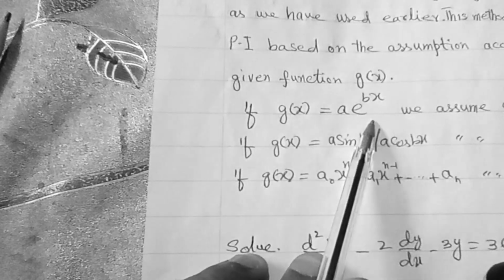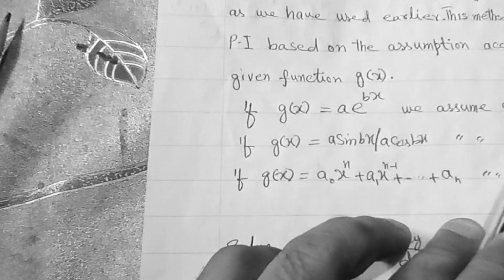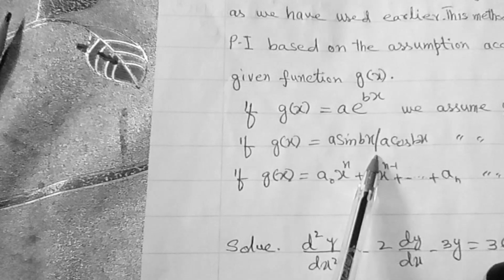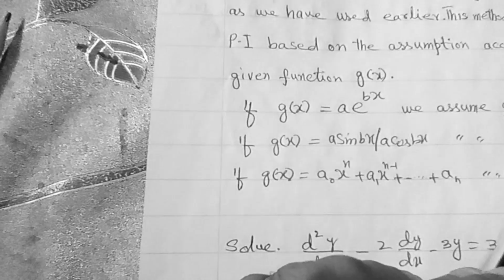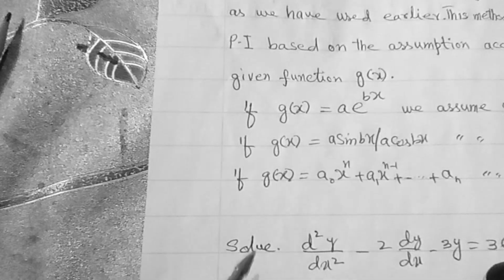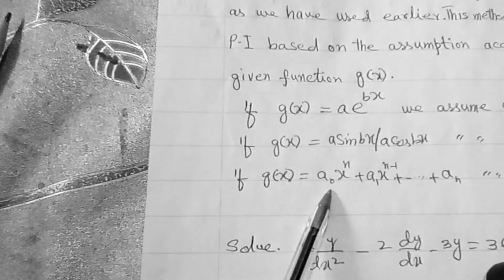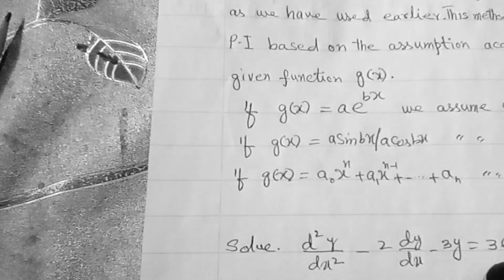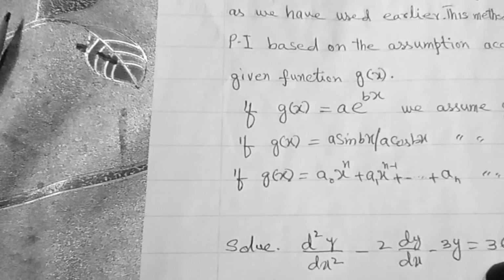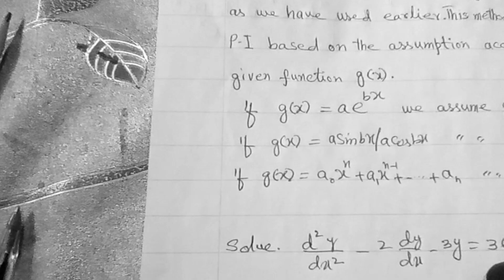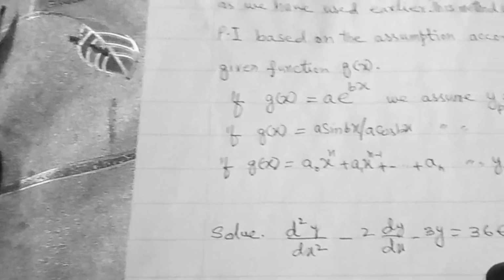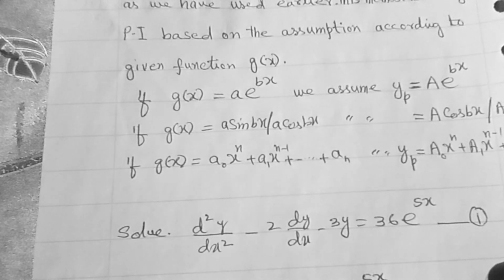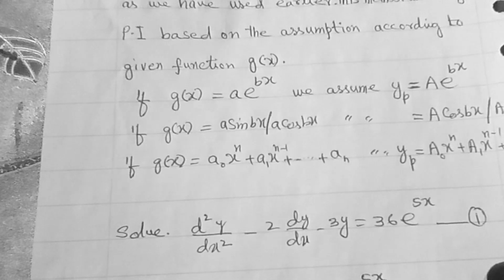If g of x is a exponential bx, we assume yp is equal to a exponential bx. If g of x is a sin bx or a cos bx, we consider a cos bx plus a sin bx. If the function is a polynomial, something like a naught xn plus a1 xn minus 1 and so on, then yp becomes a naught xn plus a similar kind of polynomial with unknown coefficients. Because we are always using unknown coefficients to find the particular integral, this method is known as the method of undetermined coefficients.